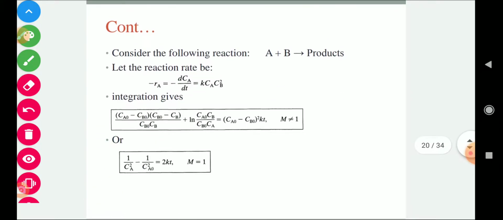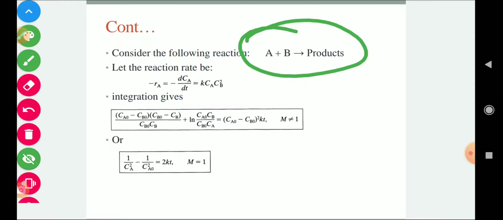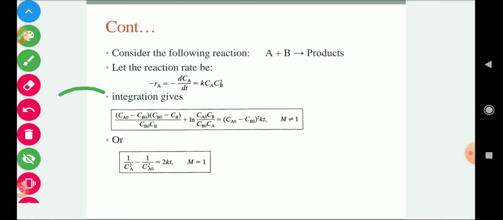On the other hand, if we have this rate expression where 1 mole of A reacts with 1 mole of B to give product, but the reaction is a third order irreversible reaction where the order with respect to A equals 1, but the order with respect to B is 2, then the rate expression will be minus Ra equal to minus dCA by dt equal to k Ca into Cb square. Again if we integrate that equation, we get this expression for m not equal to 1 and this expression for m equal to 1.